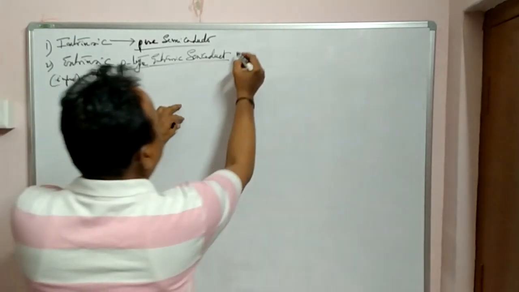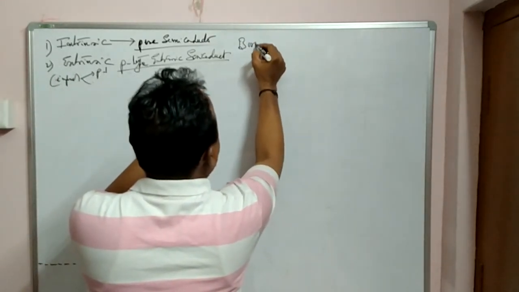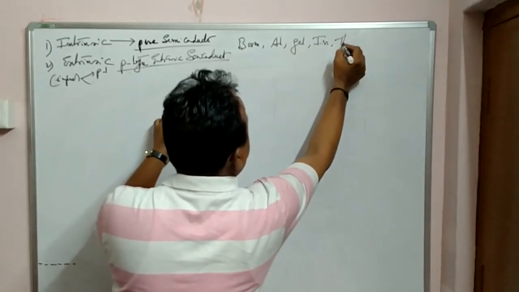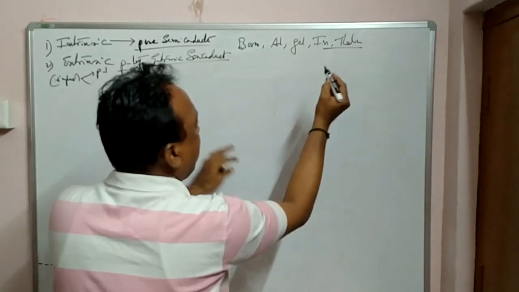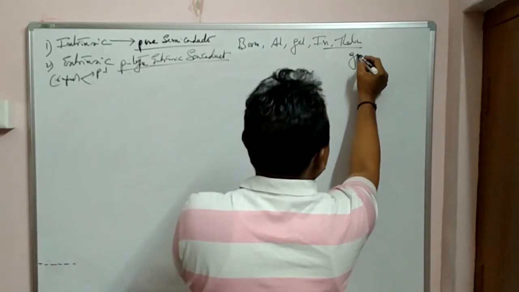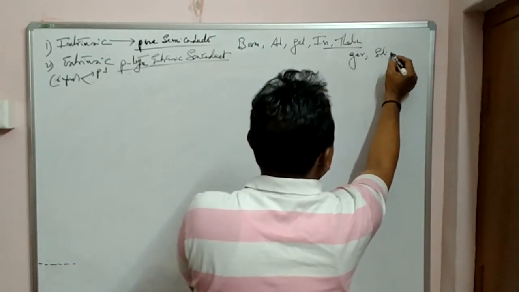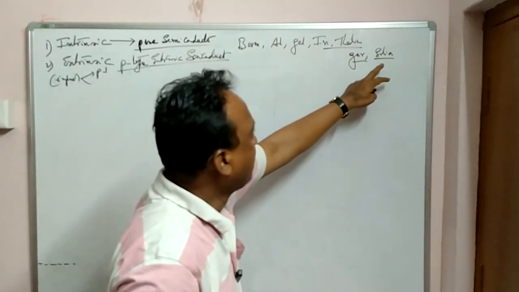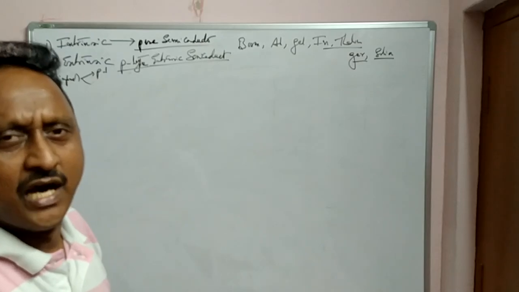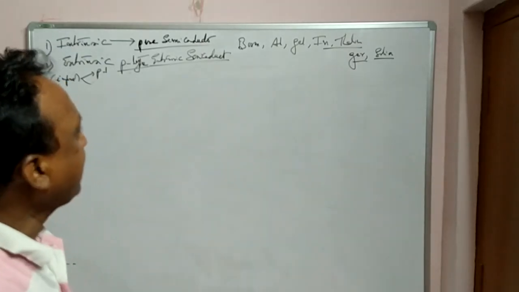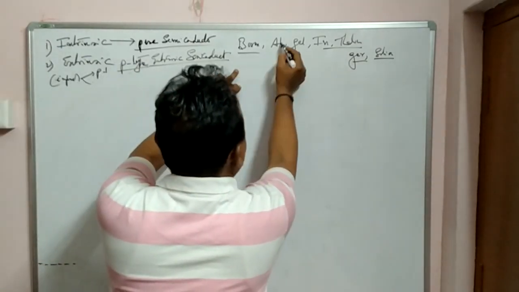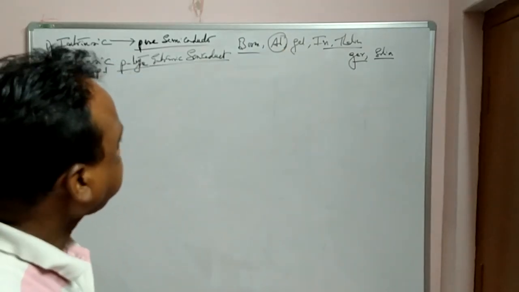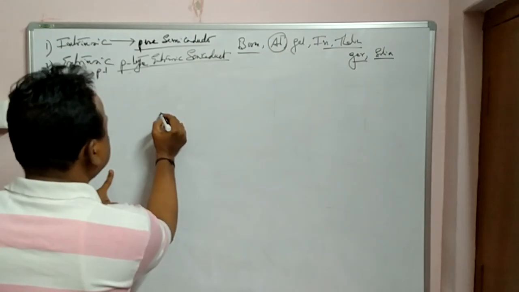What did I tell you in P type? Take the elements of 3A group like boron, aluminum, gallium, indium, thallium. Now we already know pure germanium or pure silicon. You can take germanium and silicon as the semiconductor example. Now what I will do, instead of boron I will take aluminum. Now again I will form the structure.